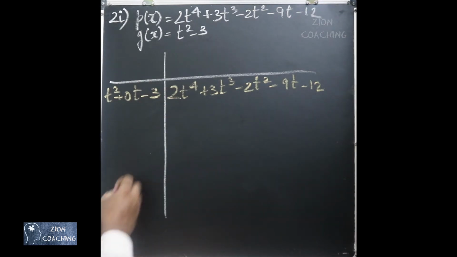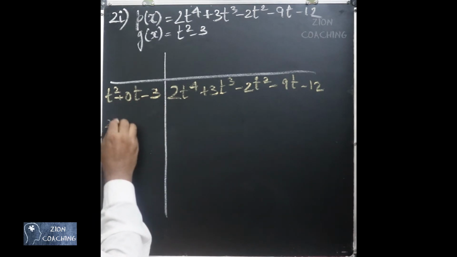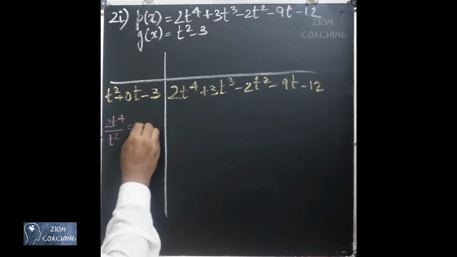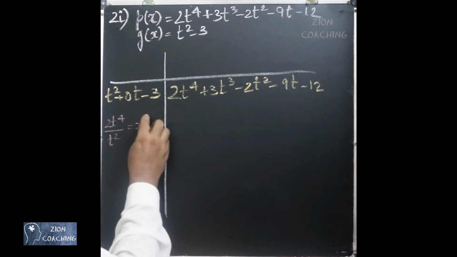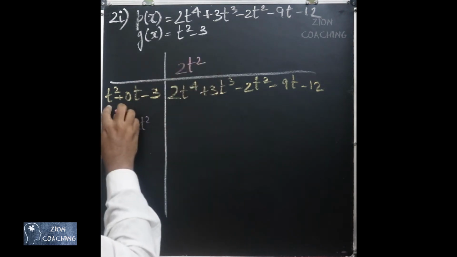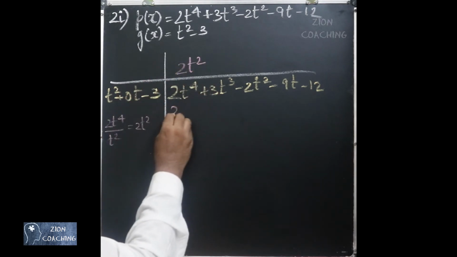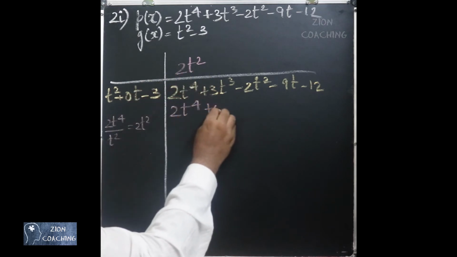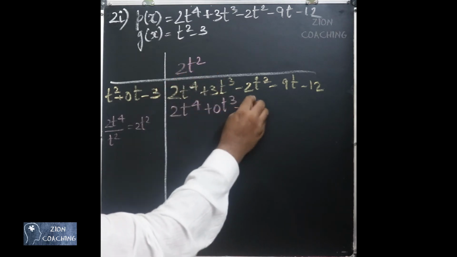Now, when you take the first term in the dividend and the divisor, 2t power 4 divided by t squared, 2 divided by 1 is 2, t power 4 divided by t squared is t squared. So you get 2t squared. So we are going to multiply the entire divisor by 2t squared. 2t squared into t squared will give you 2t power 4. 2t squared into 0t will give you 0t cube. Minus 3 into 2t squared is minus 6t squared.